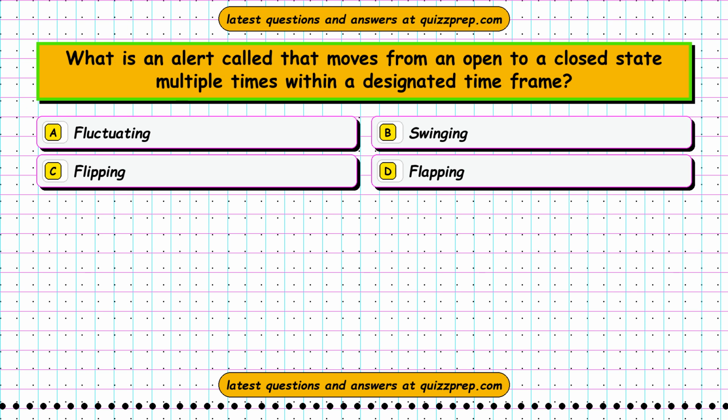Question 62. What is an alert called that moves from an open to a closed state multiple times within a designated time frame? Option A, fluctuating. Option B, swinging. Option C, flipping. Option D, flapping.